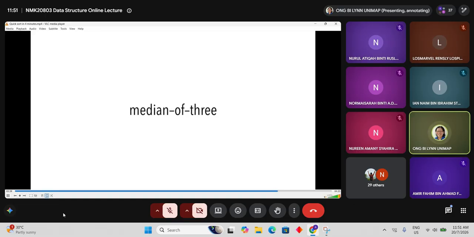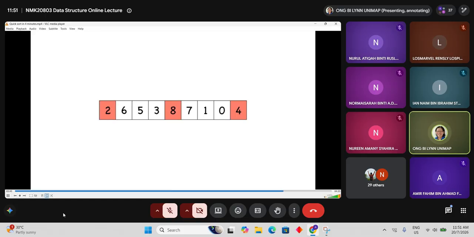One popular method is called median of 3. In this method, we look at the first, middle, and last elements of the array. We sort them properly and choose the middle item as our pivot. We're making the guess that the middle of these 3 items could be close to the median of the entire array. And as you can see, it's not too far off.